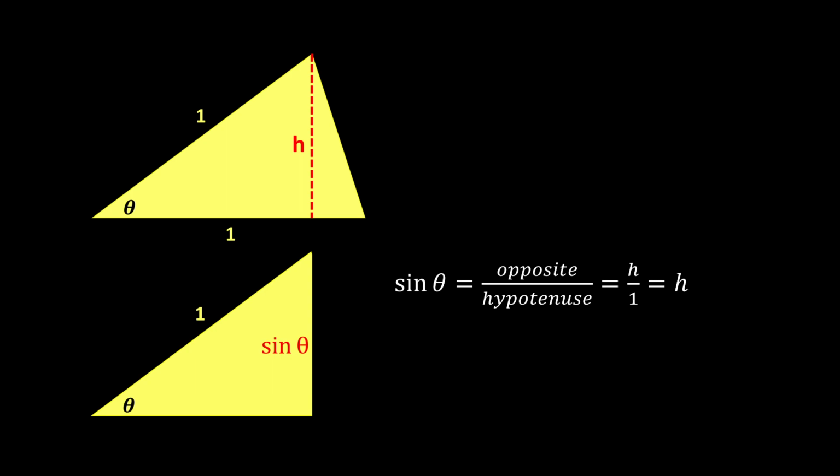Now let's find the area of the smallest yellow isosceles triangle on the left. To find the area of this triangle, let's consider the right triangle formed by separating only the right angle triangle on the left. In this right triangle, we can use the relationship sine theta equals opposite over hypotenuse, which gives us h over 1 and ultimately h. Therefore, the height h of this triangle is equal to sine theta.